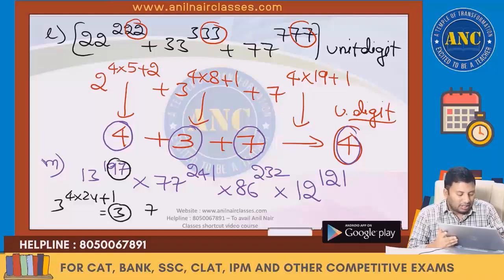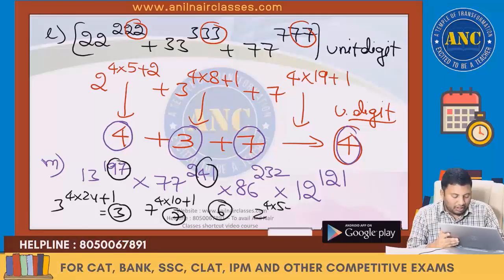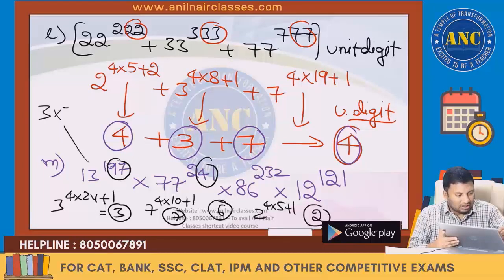These are nothing but last 2 digits only. 4 into 10 plus 1, again it is 7. 6 power any natural number, it is 6. 2 power 4 into 5 plus 1, which is 2. So the answer for this question is 3 into 7 into 6 into 2.